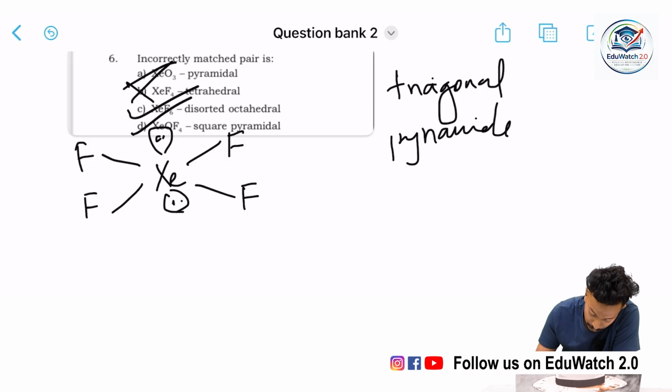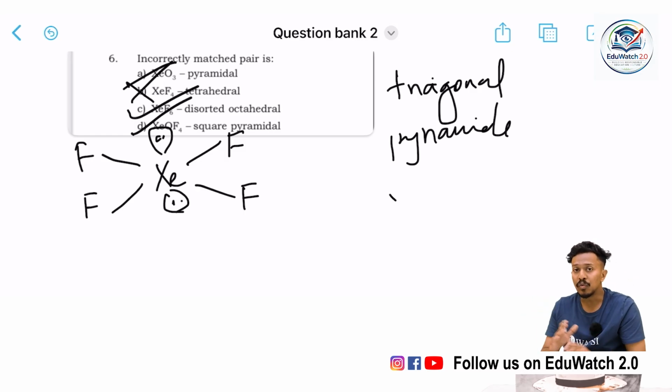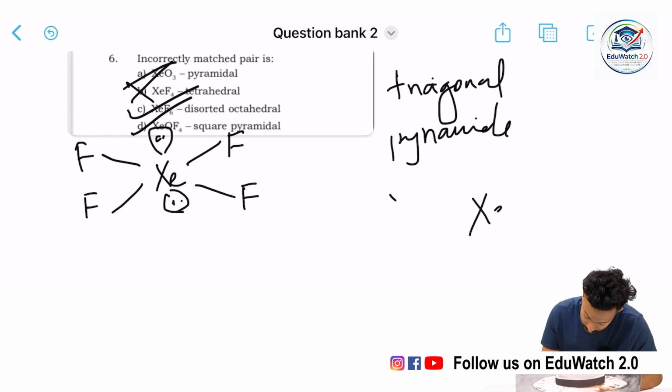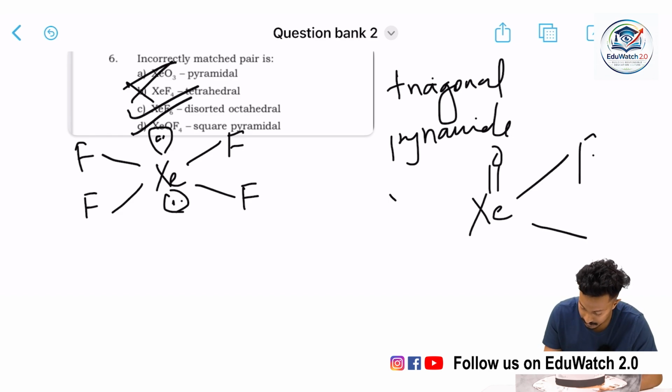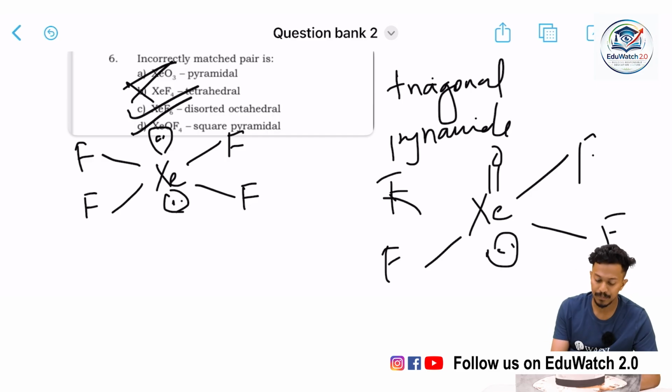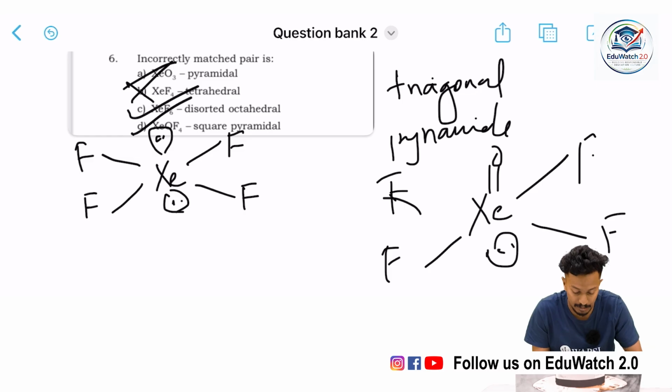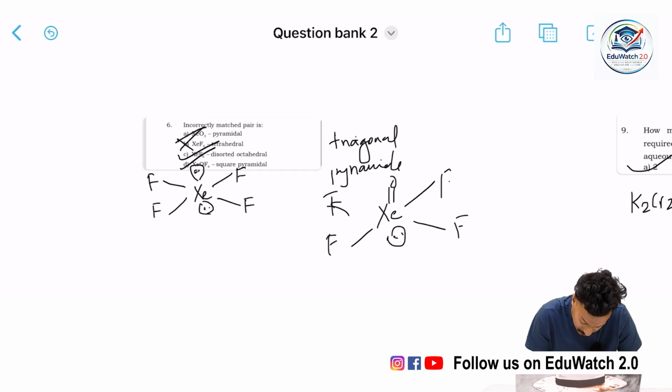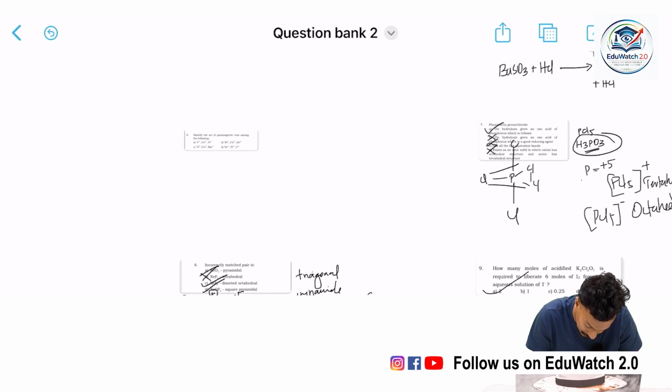XeOF4 does have a square pyramidal structure. This is because it has 4 bonded atoms and 1 lone pair. Okay, this is correct. We will move on to our next question.